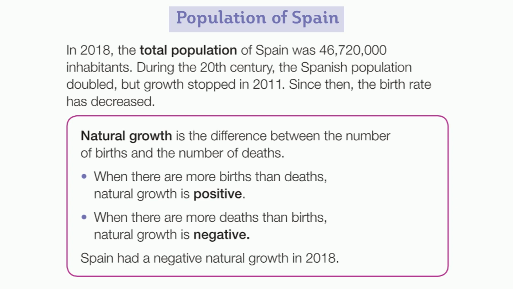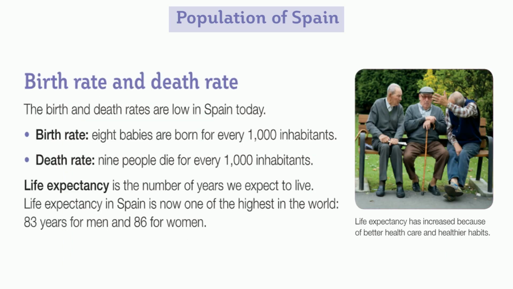Birth rate and death rate. The birth and death rates are low in Spain today. Birth rate. 8 babies are born for every 1,000 inhabitants. Death rate. 9 people die for every 1,000 inhabitants.